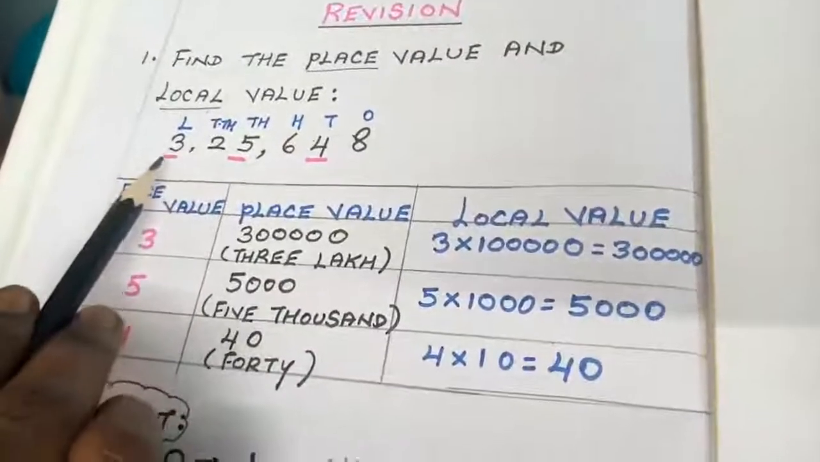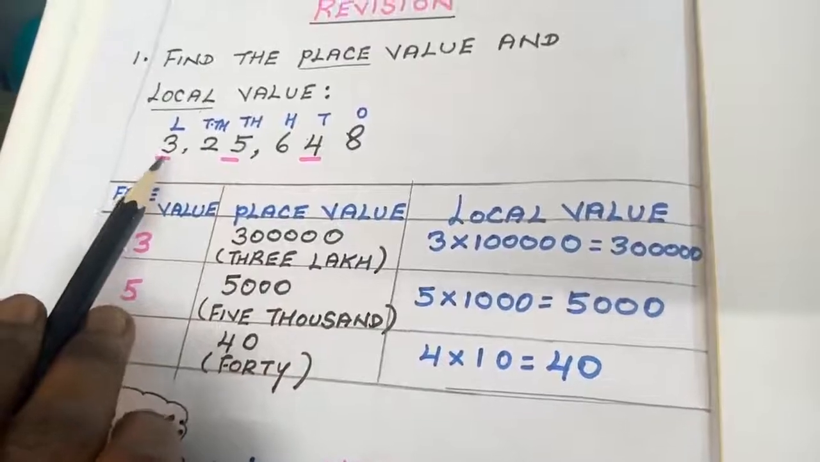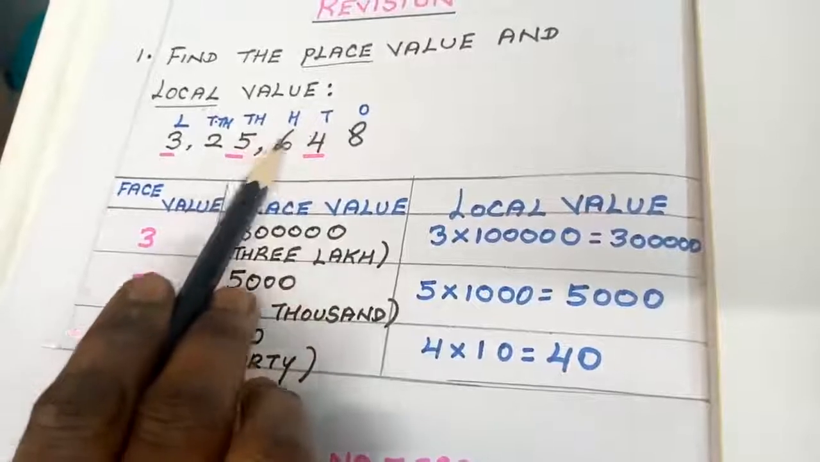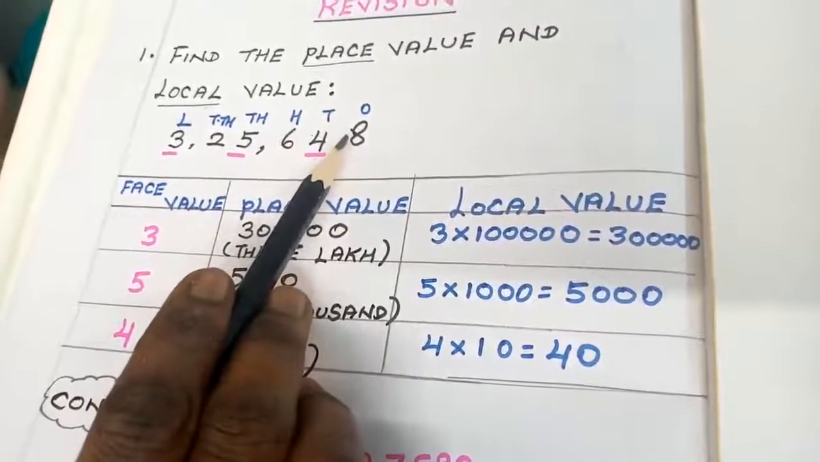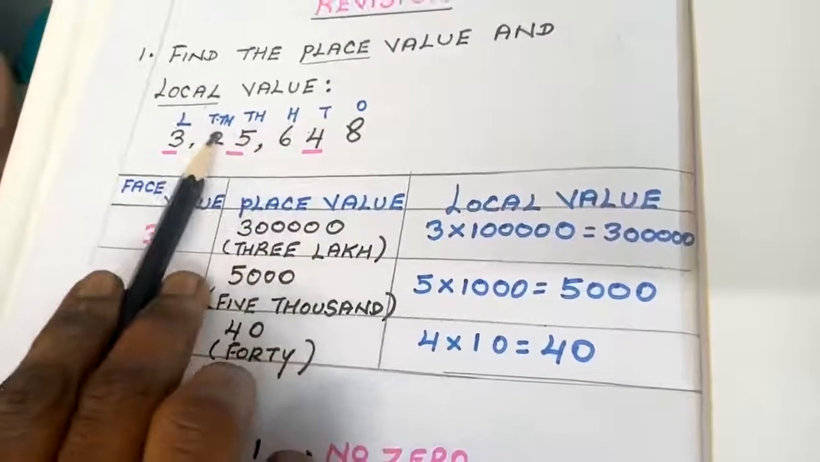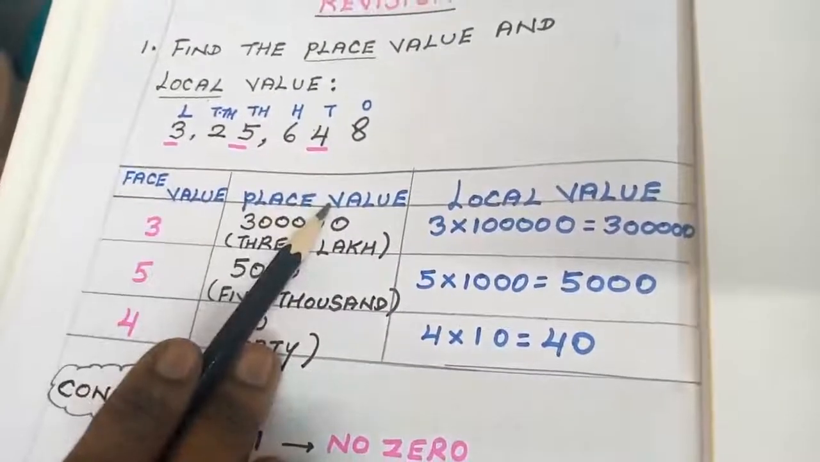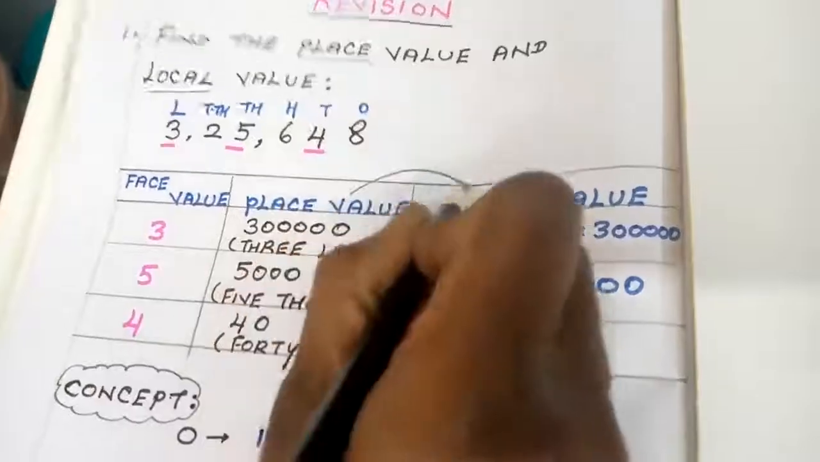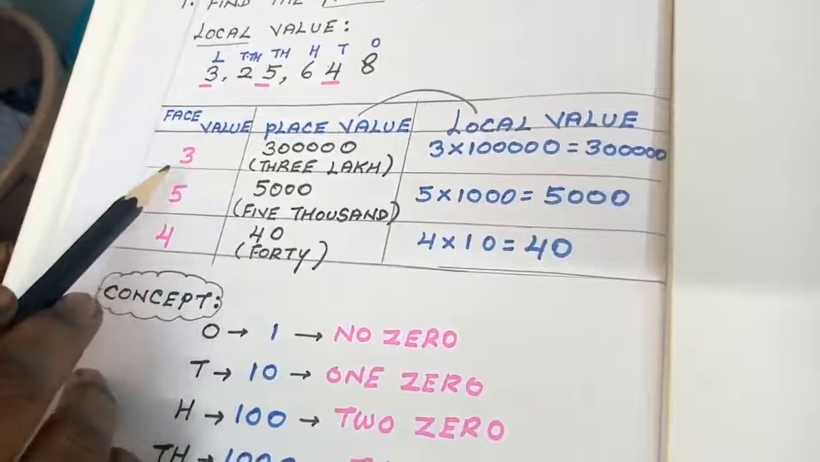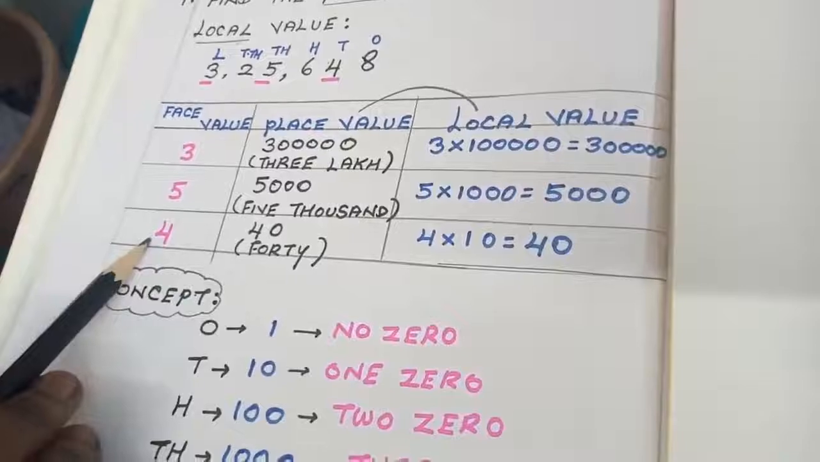What is the value given here is 3,25,648. I have just underlined the values 3, 5, 4. First, what I am going to do is I am going to mark the face value, that is ones, tens, 100, 1000, 10,000 and lakh. We are having face value, place value and local value. These two are same. So don't get confused. Face value, I am taking the number I have underlined here, 3, 5 and 4.